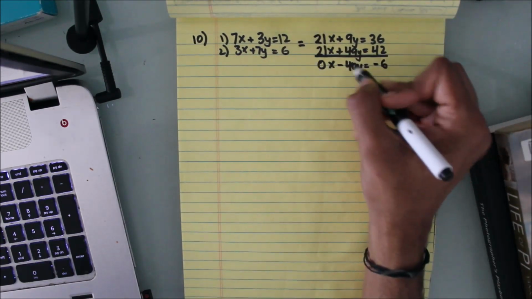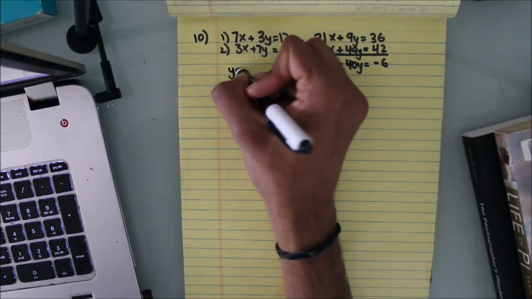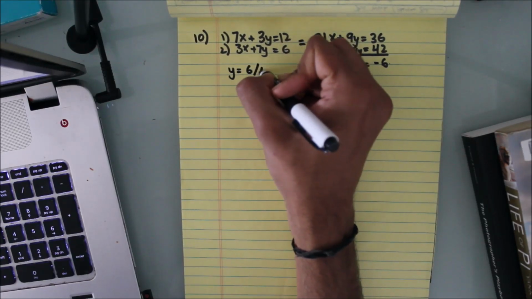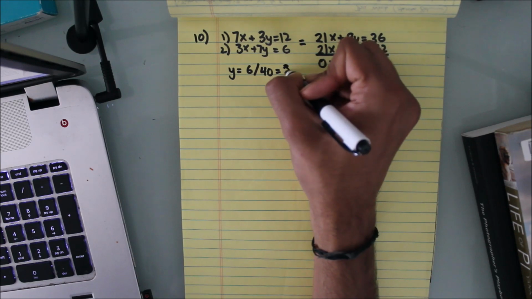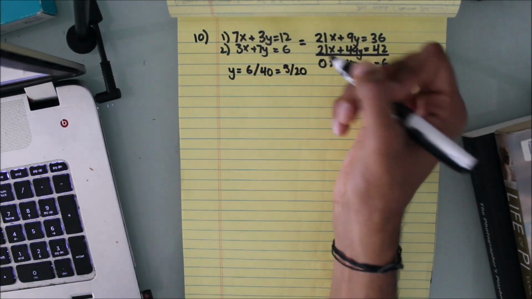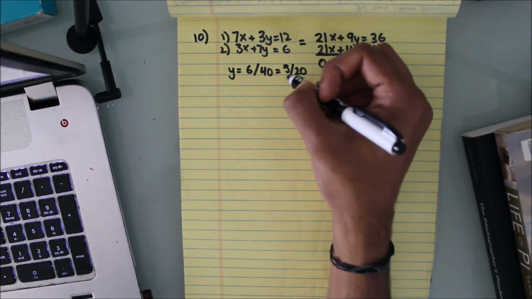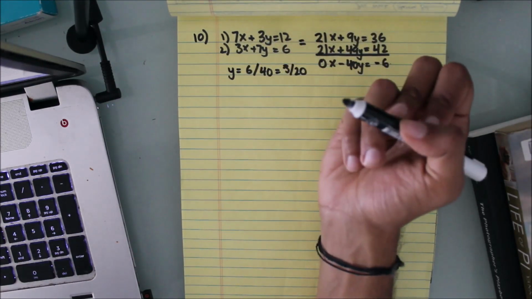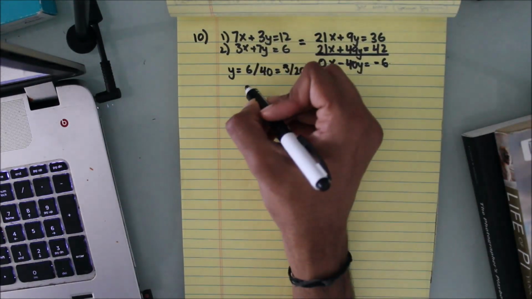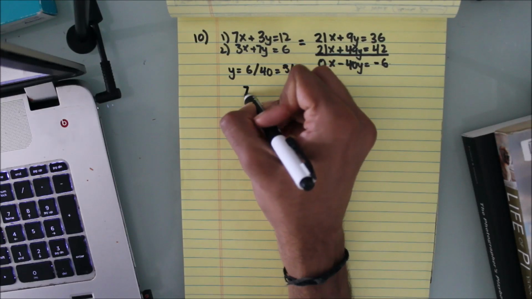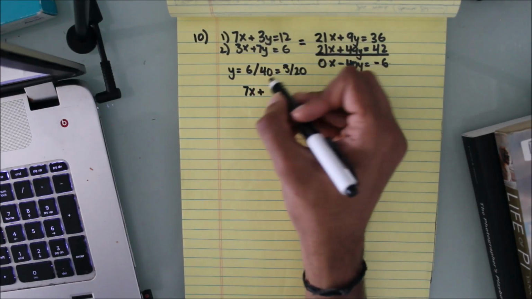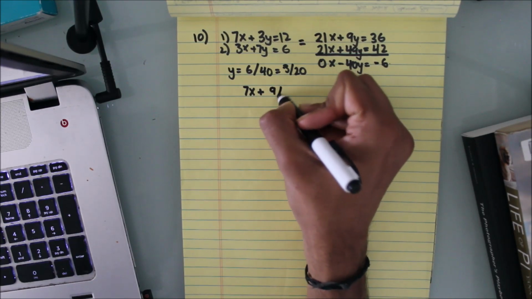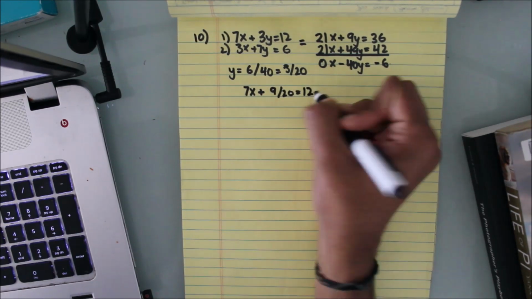Now we can just move the negative 40 to this side. We have y equals 6 over 40, which is just 3 over 20. So there we go. Now we know what y is. Now let's just plug this value into either of these equations. It doesn't matter. So let's put it into the first one. We're going to have 7x plus 3 times 3 over 20 is just 9 over 20 equals 12.